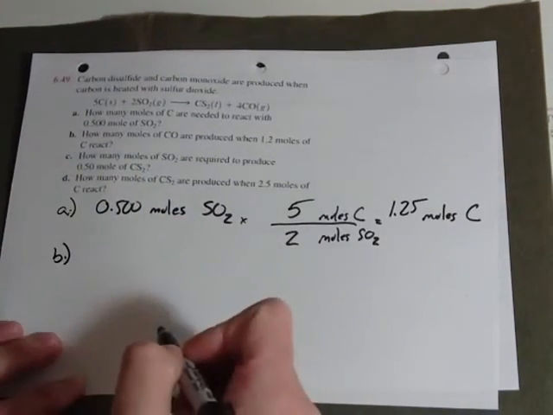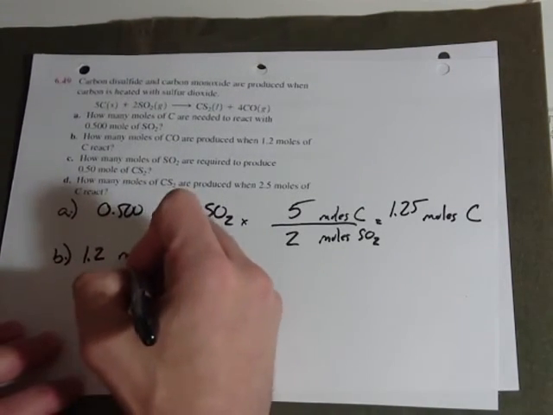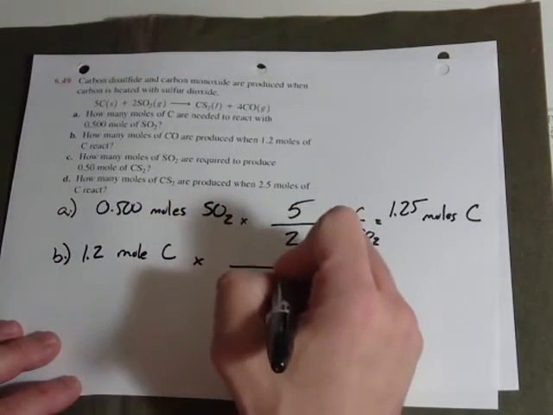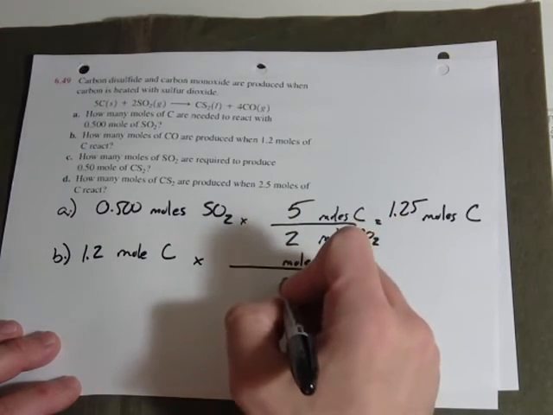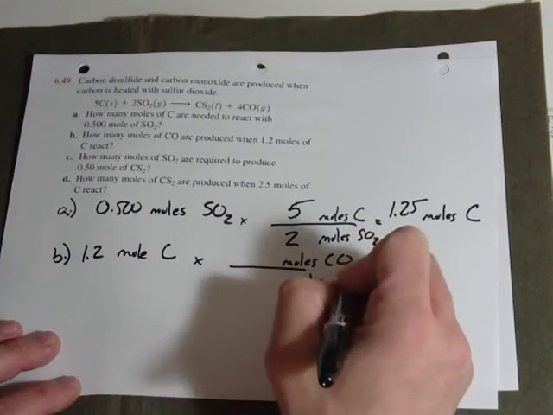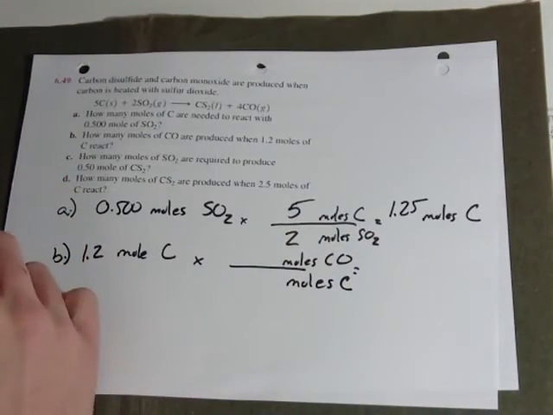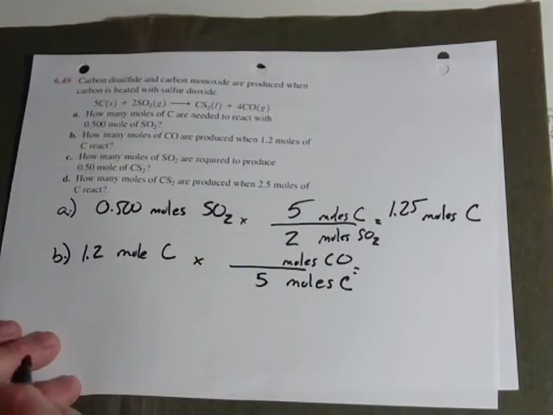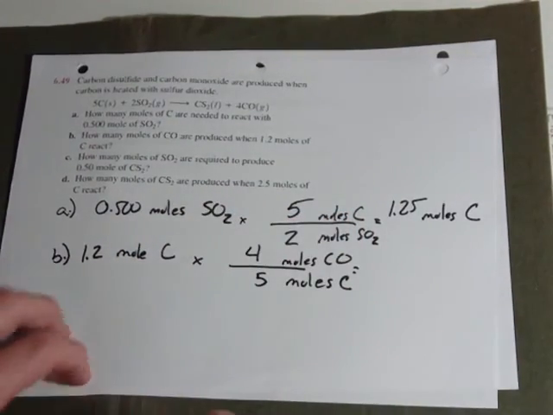In B, it says we have 1.2 moles of carbon. It wants us to figure out how many moles of CO. And so in our balanced reaction, it says that if we have 5 moles of carbon, it's going to make 4 moles of carbon monoxide.